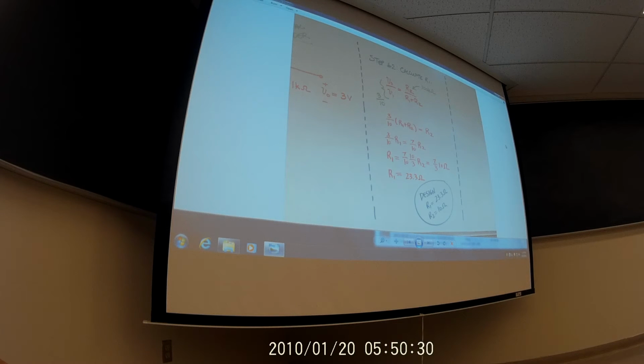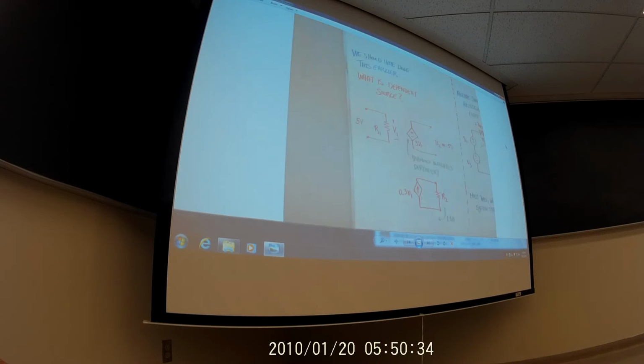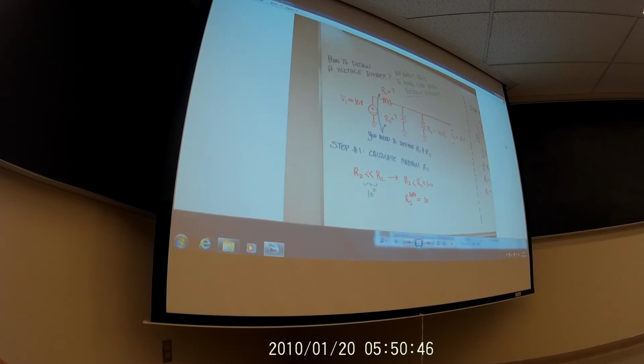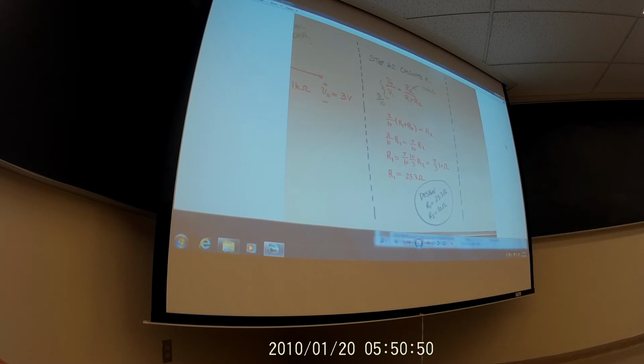And then we plug in a value of I. I don't know why I put 100K right there. The value is 10 ohms. We put in a value of 10 ohms. We use 3/10 as our ratio because we want to end up with 3 over 10. And then you can go back and solve for R1, which gives you 23.3 ohms.